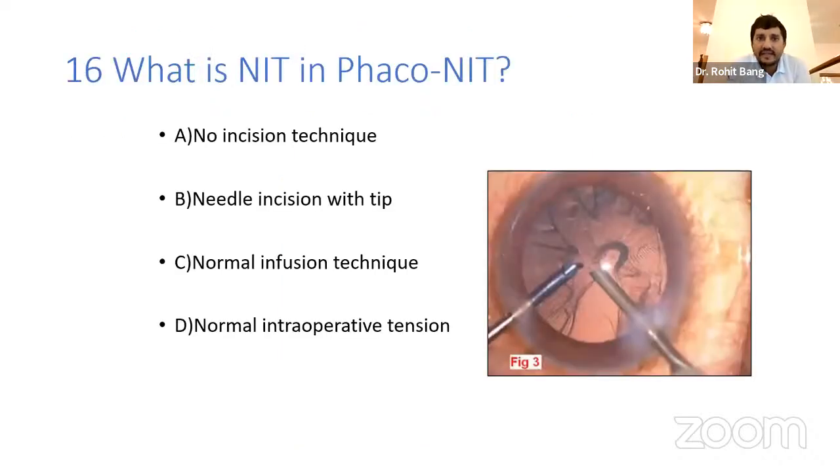Now coming to the cataract or phaco again. What does NIT stand for in a Phaco-NIT? Whether it stands for A, no incision technique, B, needle incision with tip, C, normal infusion technique, or D, normal intraoperative tension. What does NIT stand for in a Phaco-NIT?